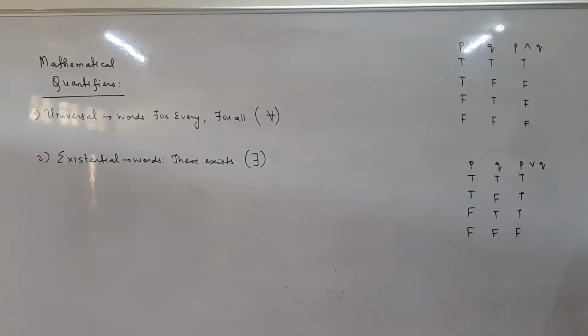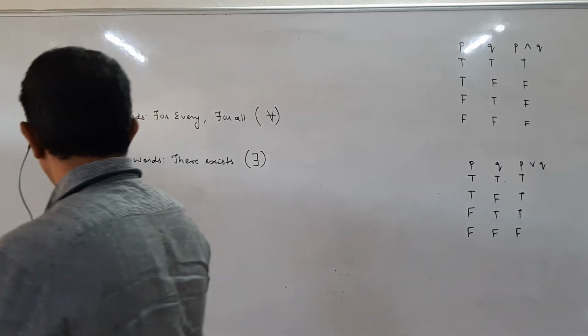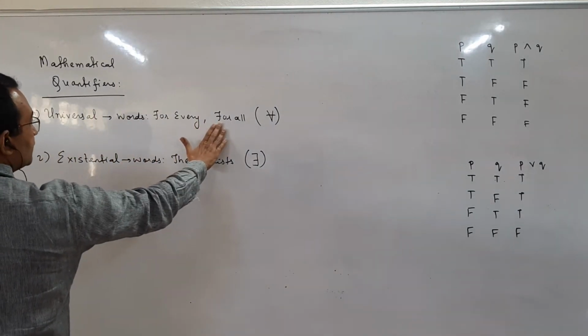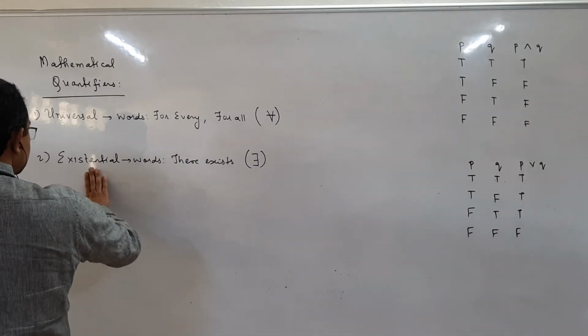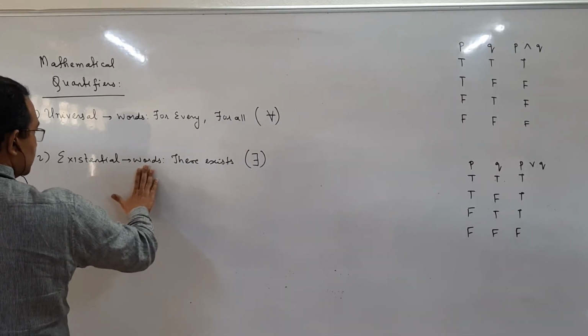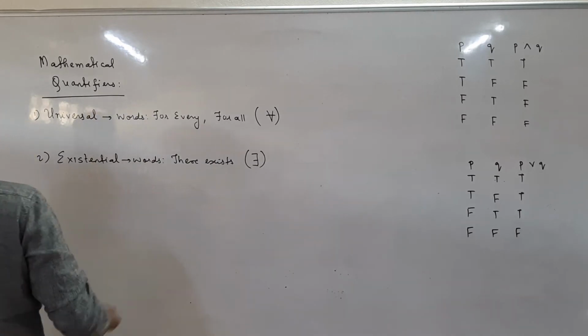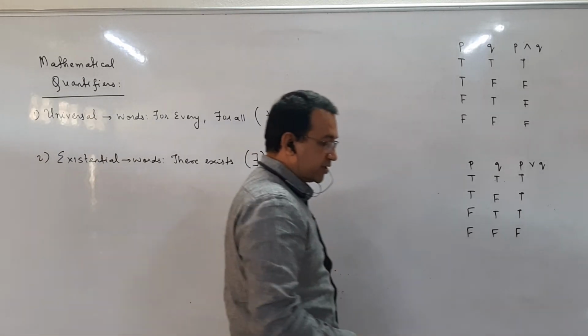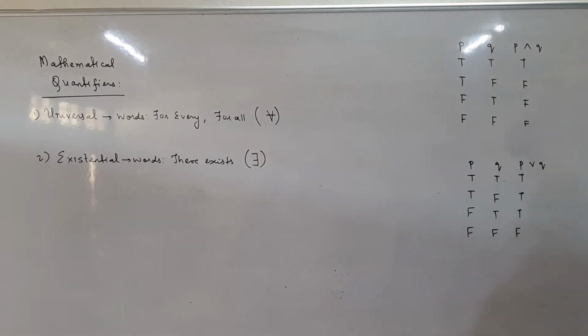So in mathematics, students, we have two types of quantifier. First is universal quantifier, second is existential quantifier. Universal quantifier is understood by the words for every, for all. Existential quantifier is understood by the words there exist. Symbol of universal quantifier is inverted A, but I don't call this an inverted A, just for your knowledge. And the reverse E is the symbol for existential quantifier.